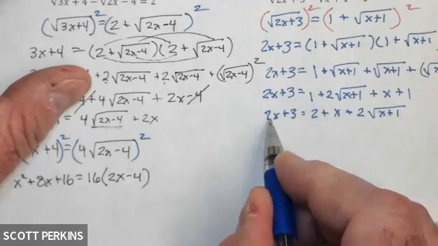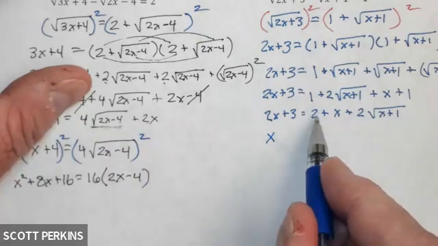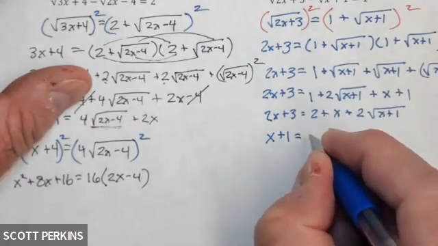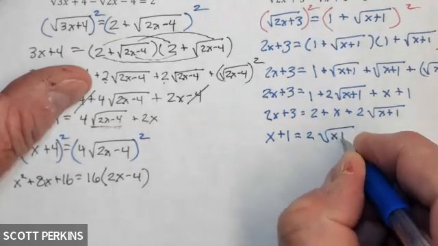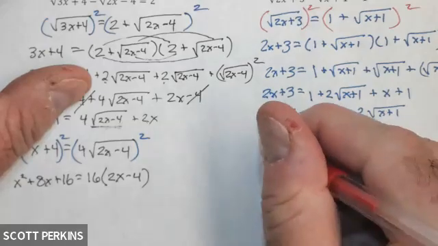So I'm going to subtract the x from both sides. So 2x minus x is x. I'm going to subtract the 2 from both sides. So 3 minus 2 is 1. And then I've got 2 times the square root of x plus 1. And this is going to be the thing that now you're going to square.